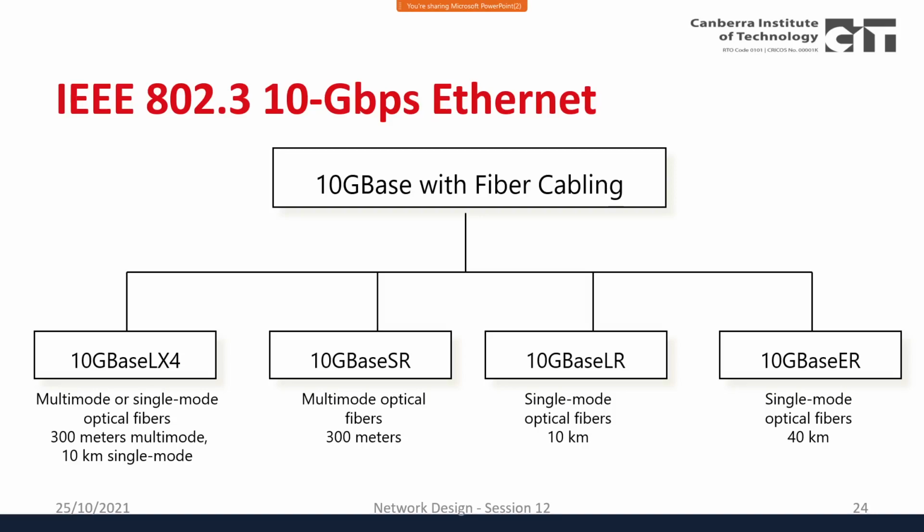With the 10 gigabit per second Ethernet, we have 10GBASE with fiber cabling. So we have 10GBASE-LX4, SR, LR, and ER. They are multi-mode or single mode. They can go up to 300 meters, or 10 kilometers using single mode. With 10GBASE-SR, we have multi-mode optical fiber that can go up to 300 meters. With single mode optical fibers in the LR standard, we have up to 10 kilometers. And we have 10GBASE-ER, which uses single mode optical fiber and goes up to 40 kilometers.